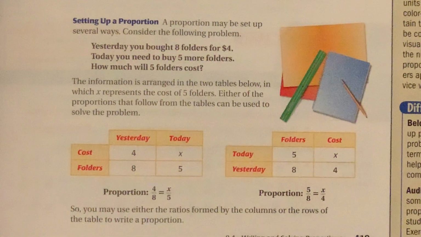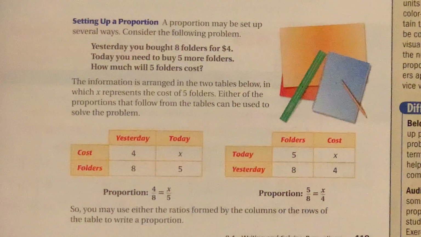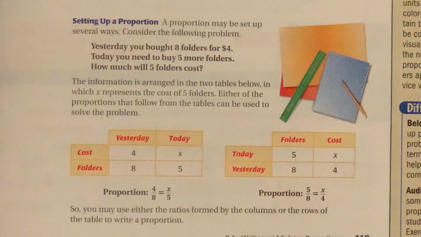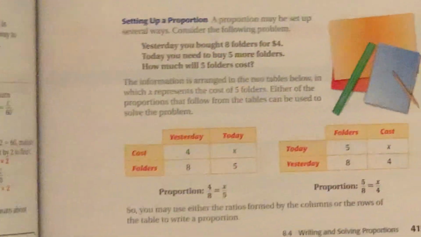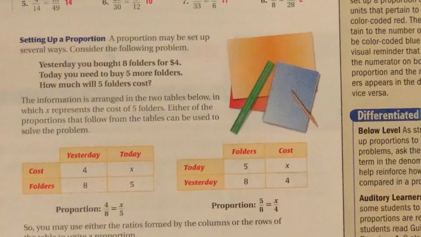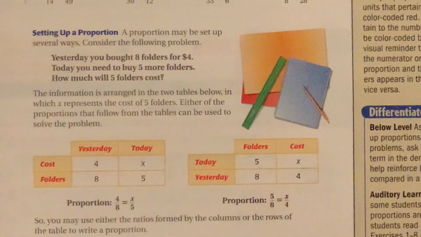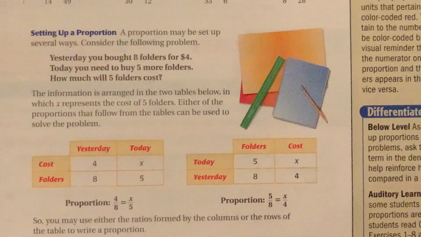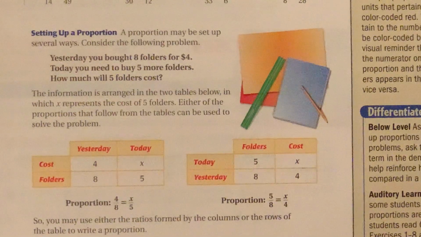Wednesday you bought 8 folders for $4. Today, you need to buy 5 more folders. How much will 5 folders cost? Remember, let's just assume the price of folders has not changed. The information is arranged in the 2 tables below, in which X represents the cost of 5 folders. Either of the proportions that can follow from the table can be used to solve the problem. So you can do it both ways.